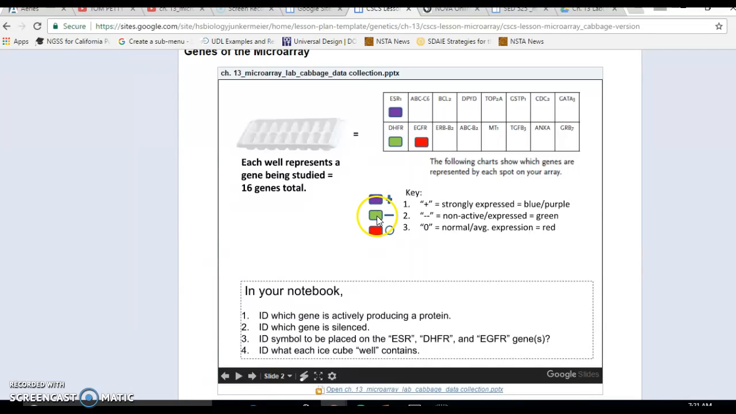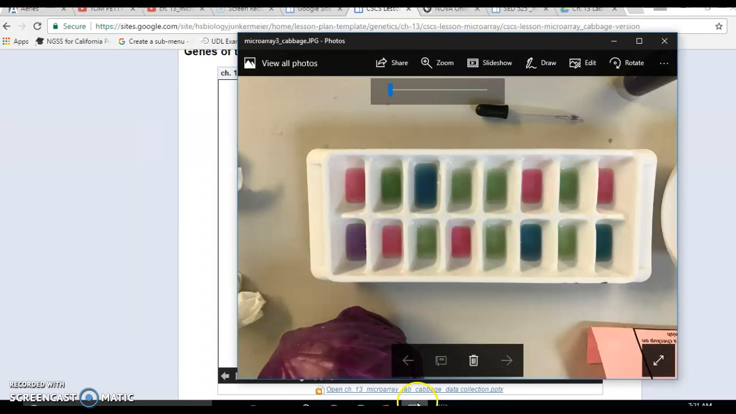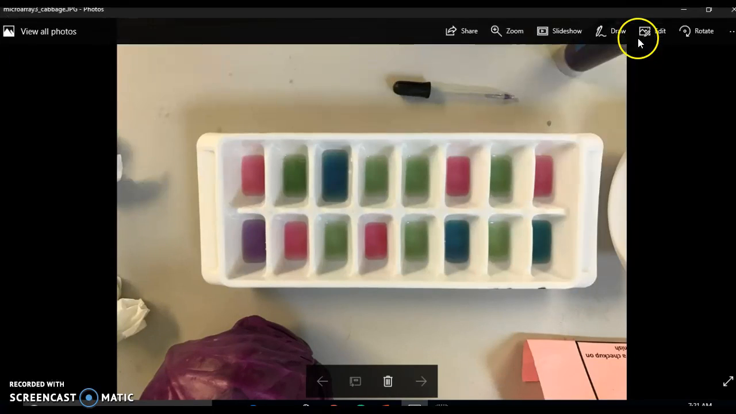So knowing this key, that overactive is purple or blue, inactive or silenced is green, and normal average functioning is red, let's go back to it and see just how easy it is to identify the difference. And here you have normal functioning genes producing normal amounts of protein, you have your green silenced genes, and you have your overactive genes, producing higher than normal amounts of protein, as purple or blue.